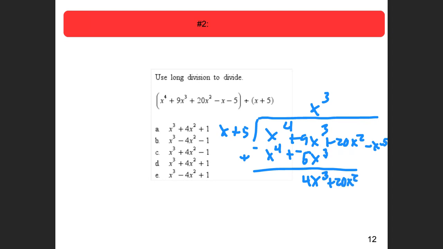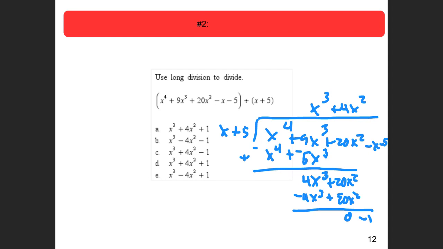X times what gives me 4x to the third? Well, that's going to be 4x squared. Then multiply. That gives me 4x to the third plus 20x squared. That's nice because that's going to cross off. So I'm going to add the opposite. That's going to be 0. Bring down my next term, negative x.